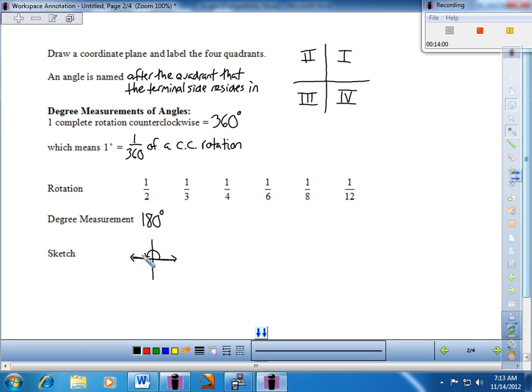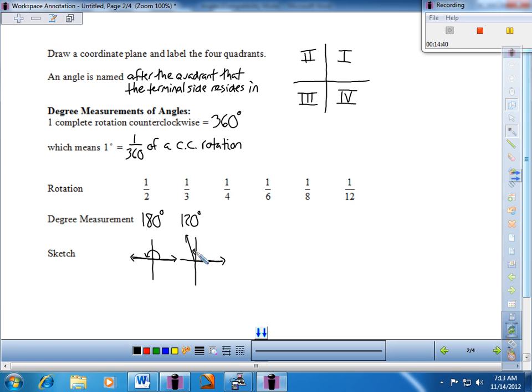A third of a rotation, so about a third of 360, would be 120 degrees. And think about it as we go through that process. Where would 120 be? You should be pretty confident that that is a quadrant 2 angle, somewhere up there, give or take. Probably a little closer to that y-axis. But that would be 120 degrees.